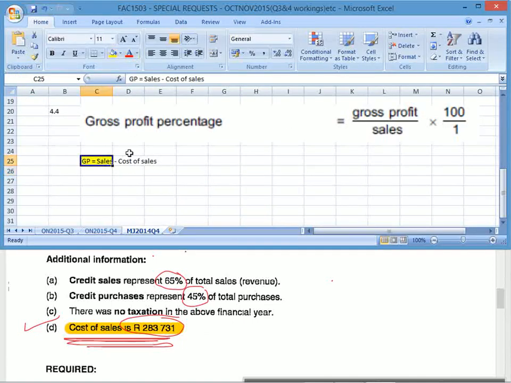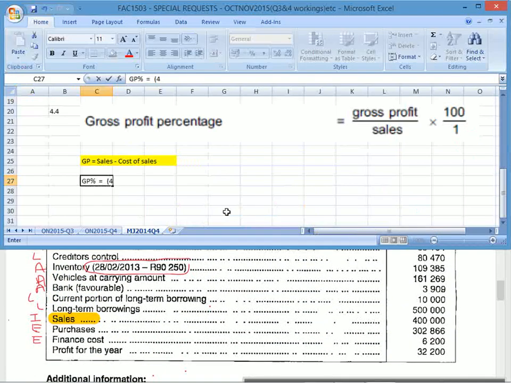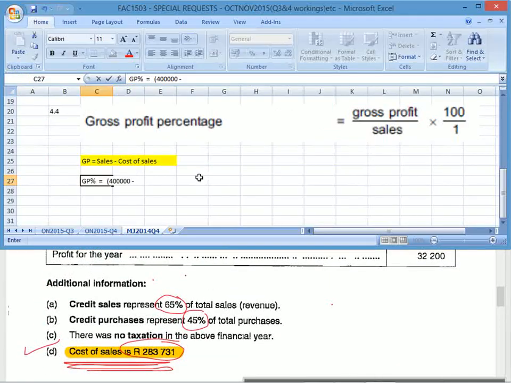There's the key, knowing what the gross profit is. Right, so gross profit percentage equals gross profit, which is sales. What was our sales? 400,000 less cost of sales 283,731. Close brackets, divide by 400,000 times 100 equals.